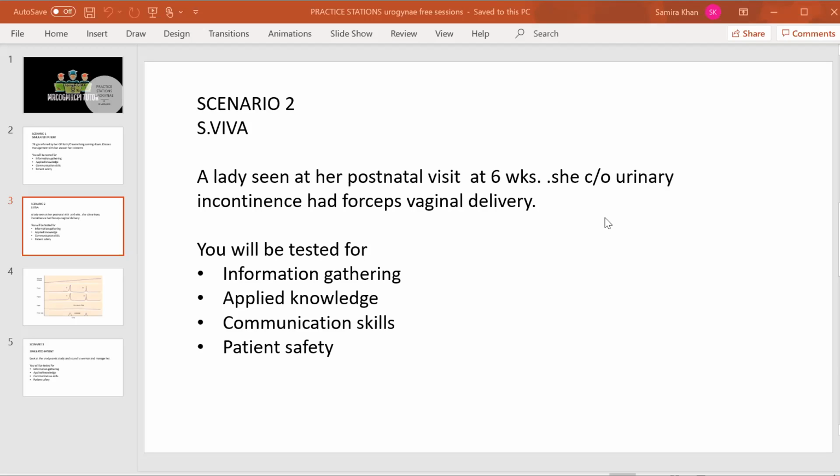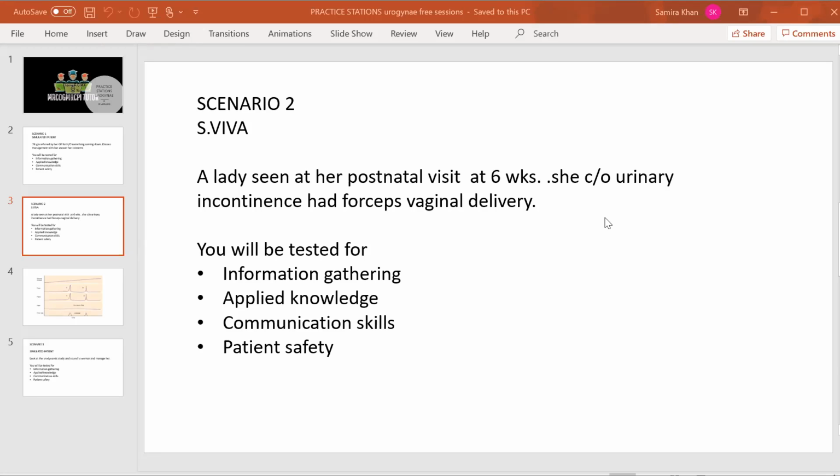That's why I'm saying that asking about voiding dysfunction history is important, especially related to the epidural, because you will go back and ask about the history of epidural. If neurological is not in your mind, then you will not ask the history of epidural. That's why making a differential diagnosis in your mind is very important.